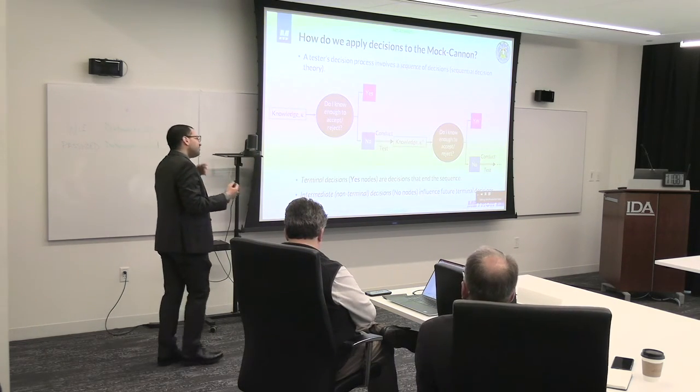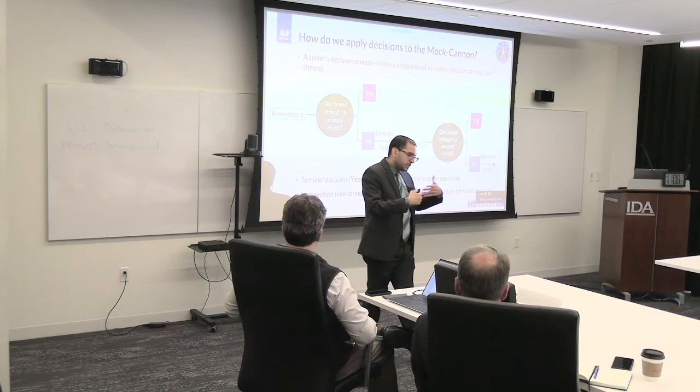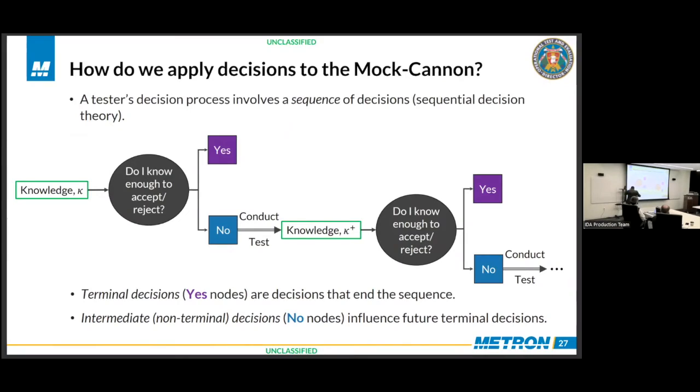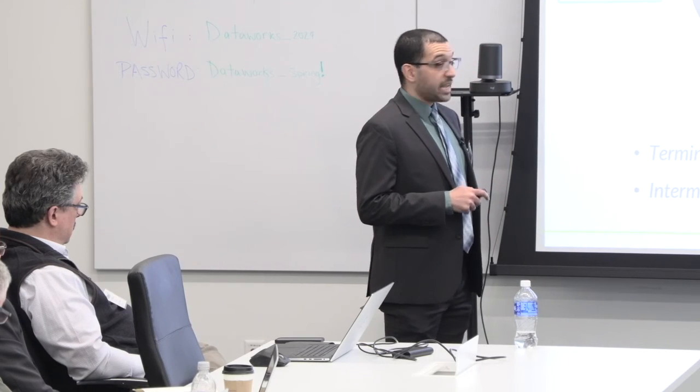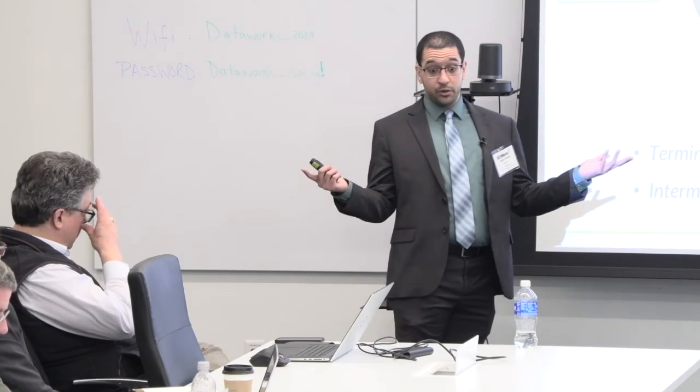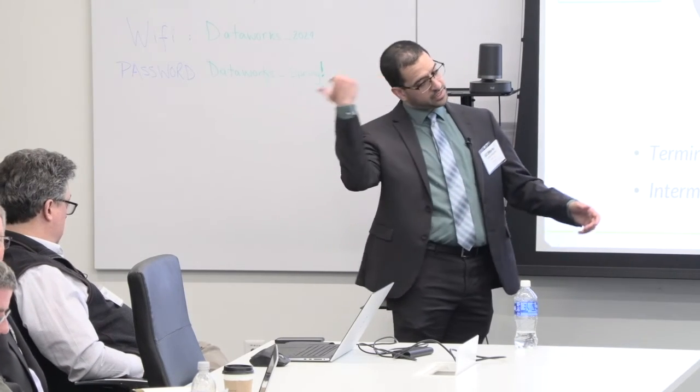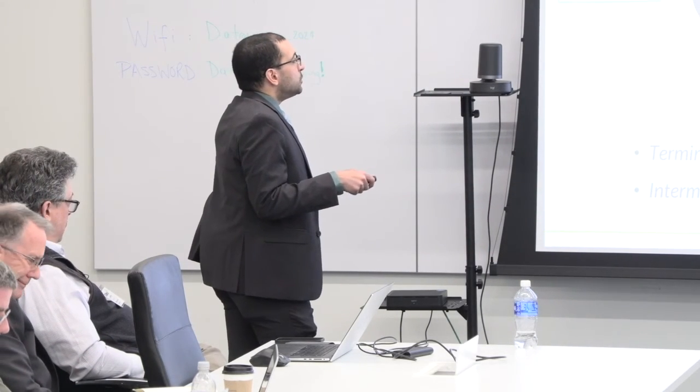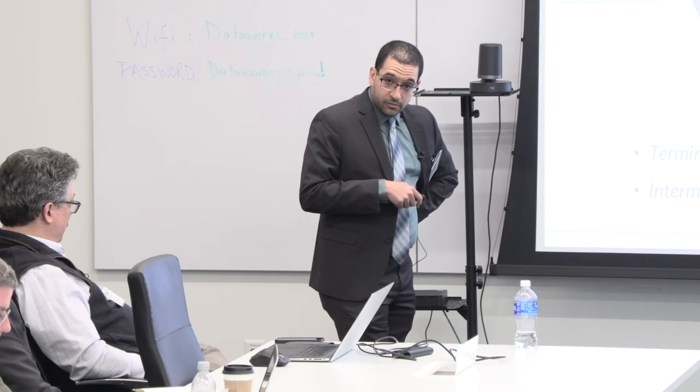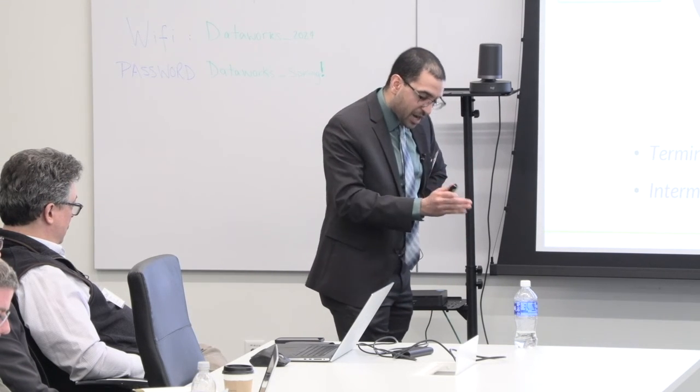Okay, but how do we apply this decision-making scenario to the tester's perspective? Well, the tester has to make a sequence of decisions, and so this is sequential decision theory, but they'll go through this process. They'll have some knowledge state kappa, that hyperparameter for the prior distribution, and they'll ask themselves, do I know enough to accept or reject the Mach cannon? Is it good enough? Well, if they say yes, great. Tester's job is done. They don't have to do any more tests. They say yes, they send it off. They say no, they send it back to the developer. So we call that a terminal decision. It terminates the decision process for the tester.